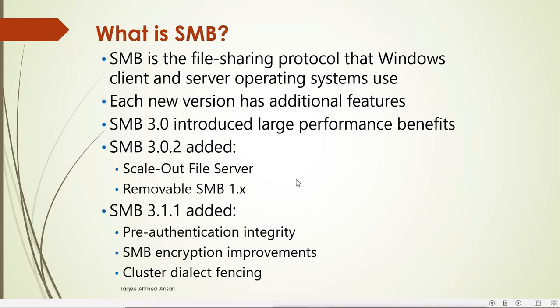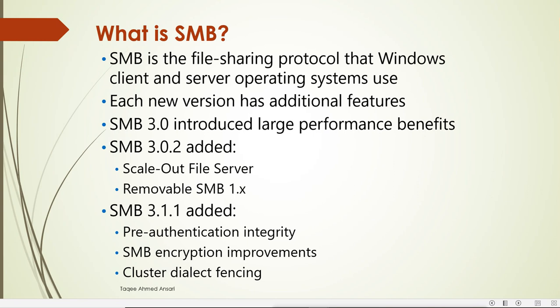Now each new version has additional features, like SMB version 3.0 introduces large performance benefits, and SMB version 3.0.2 added what? Scale out file server and removable SMB 1.x version. So in 3.0.2, we have the option to scale out the file server, that we can configure the file server to scale out. We have the option to remove the 1.0 version support.